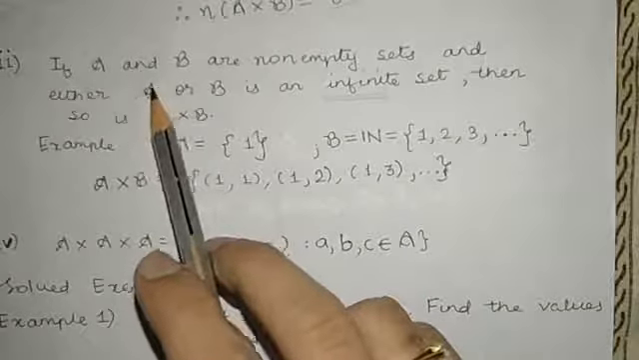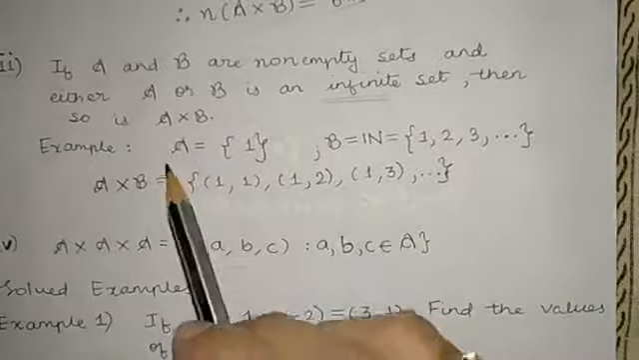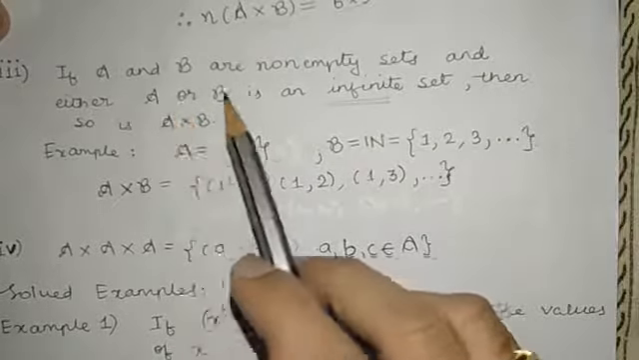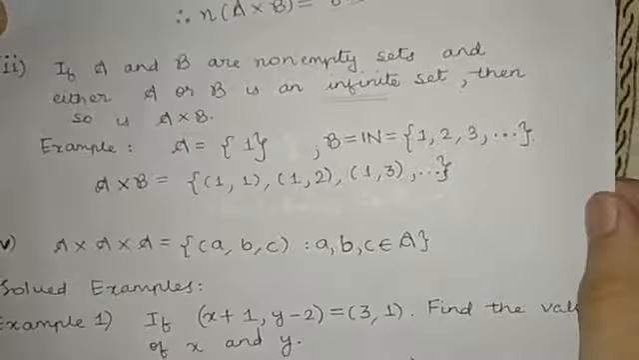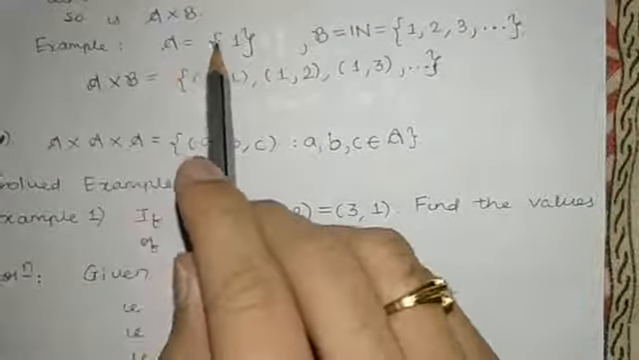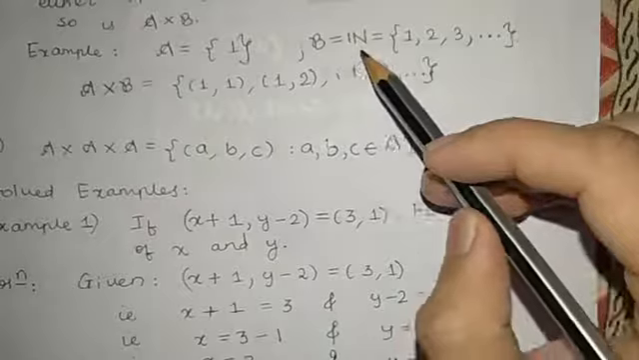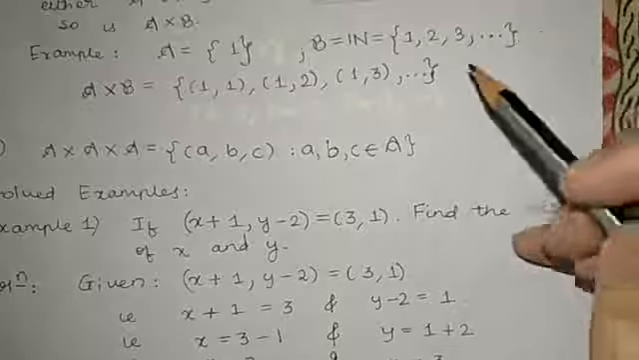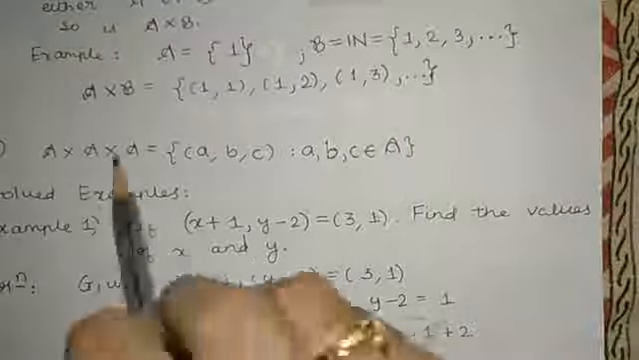So if one of A or B is an infinite set, then A cross B also will be an infinite set. Either A or B, which means both can also be infinite. Now for example, let us take a set A equal to the singleton {1}, and set B equal to the set of natural numbers, that is 1, 2, 3 and so on. The natural numbers do not stop, they go on continuing.